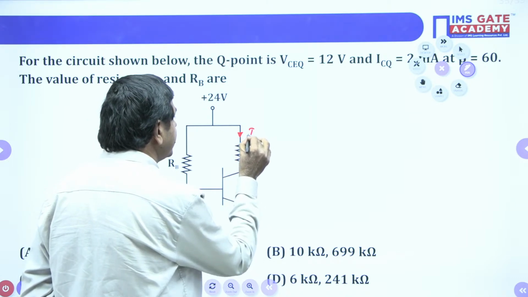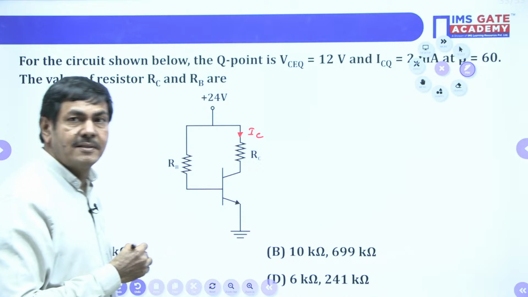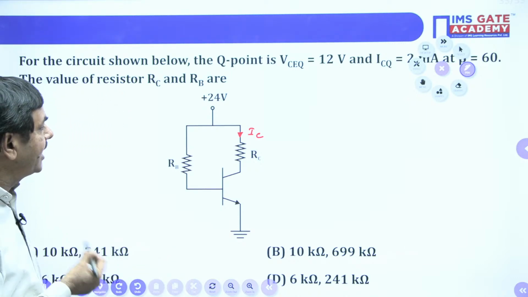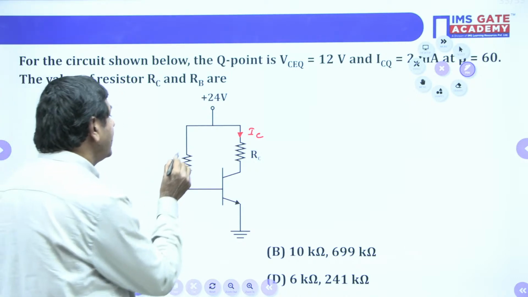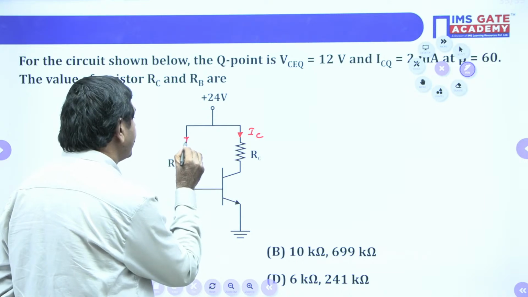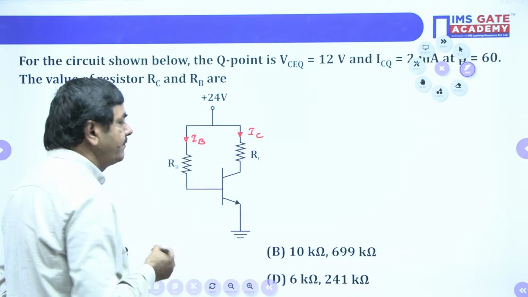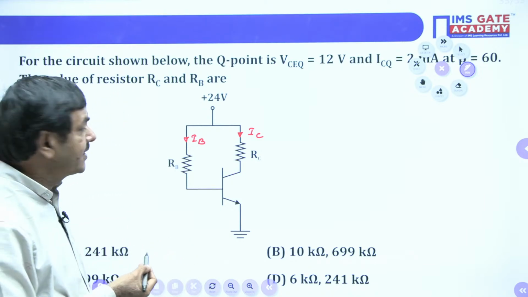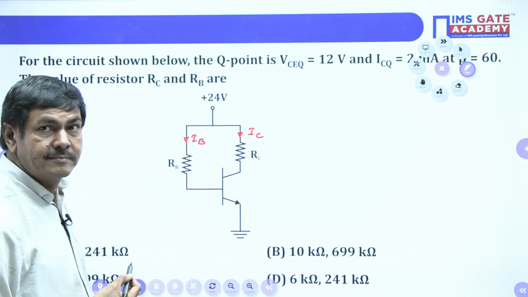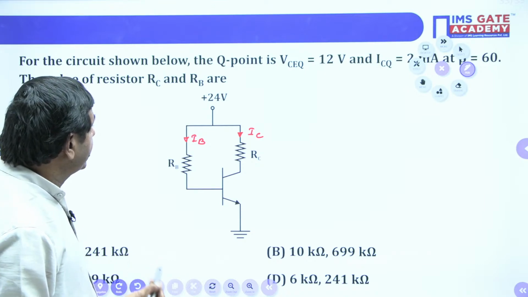Current of IC, everybody knows. Current across RC is nothing but IC. Current across RB is nothing but IB. The name of this network is fixed biasing only. From the fixed biasing, the question was asked. Here IB and IC are needed.